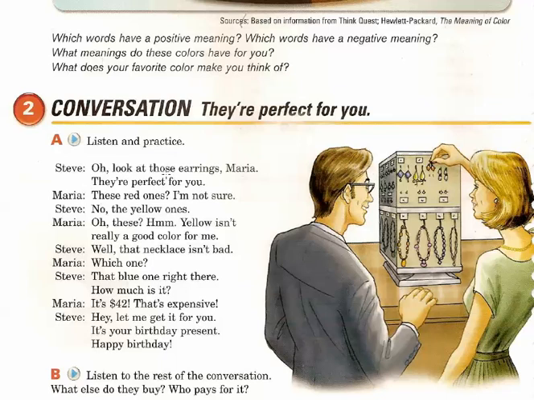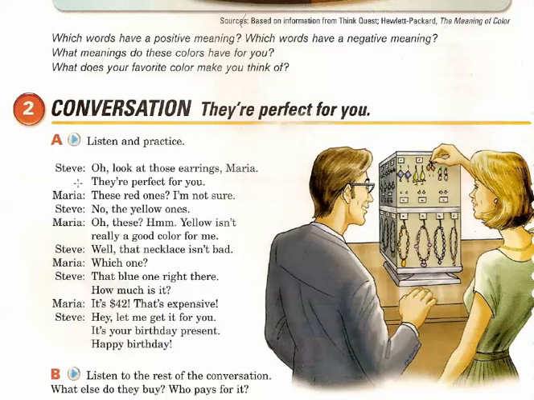Oh, look at those earrings, Maria. They're perfect for you. These red ones, I'm not sure. No, the yellow ones. Oh, these. Yellow isn't really a good color for me. Well, that necklace isn't bad. Which one? The blue one right there. How much is it? It's $42. That's expensive. Hey, let me get it for you. It's your birthday present. Happy birthday.